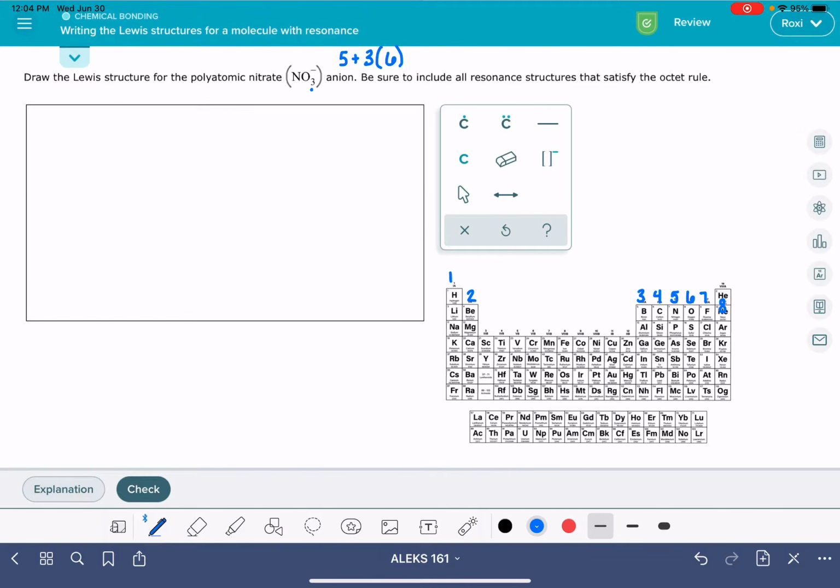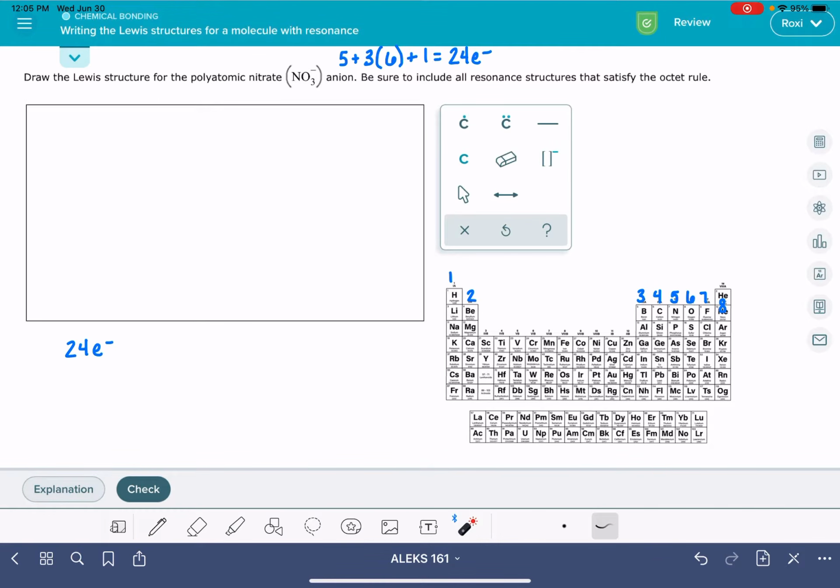And then don't forget, when we have a negative charge like NO3-, we need to add 1 electron to reflect that negative charge. If we have a positive charge here, we need to subtract an electron to reflect the positive charge. So this molecule, NO3-, has a total of 5 plus 18 plus 1. That's a total of 24 valence electrons. And that means we're going to need to use all 24 of those electrons when we draw its Lewis structure.